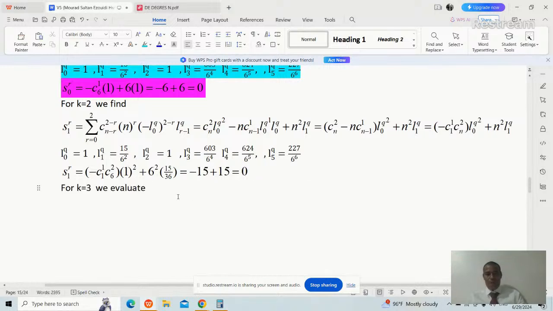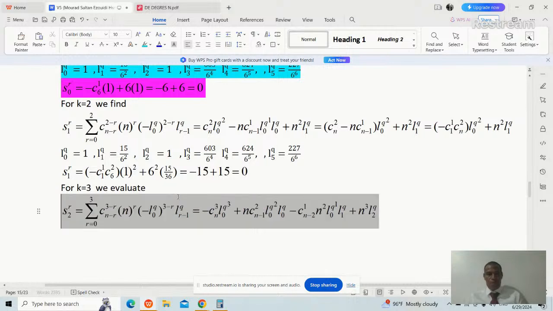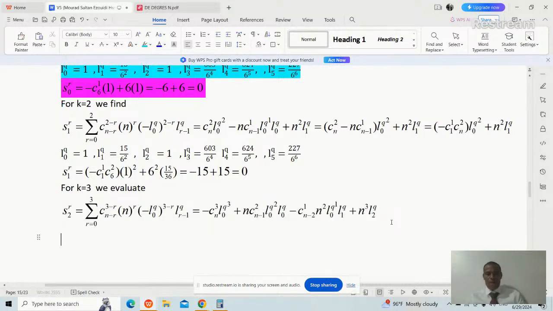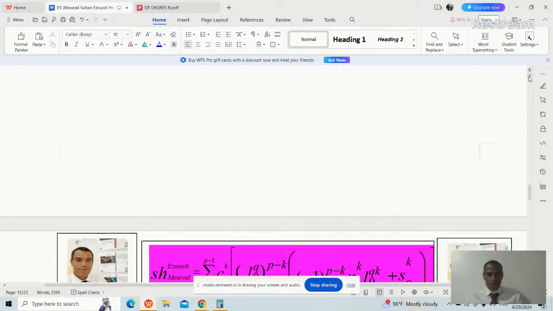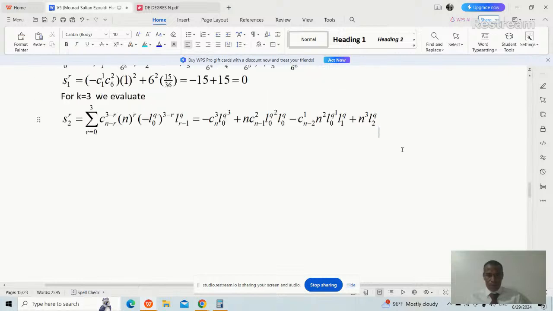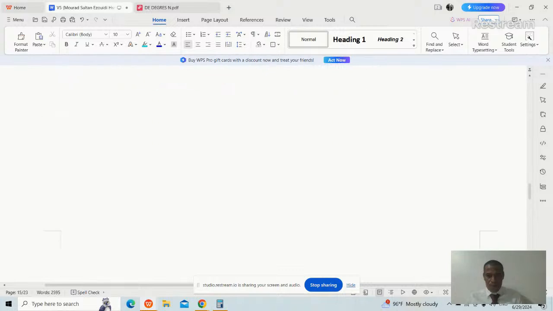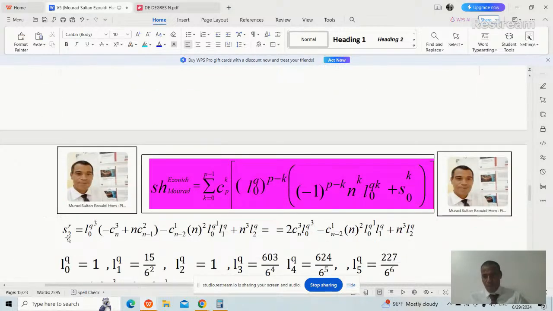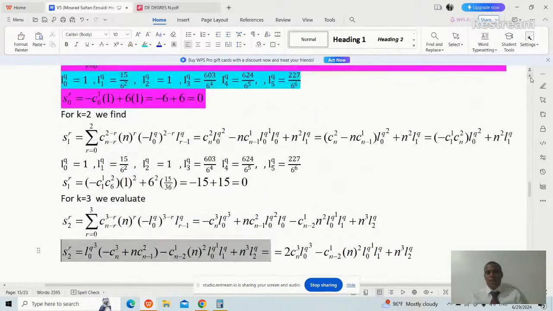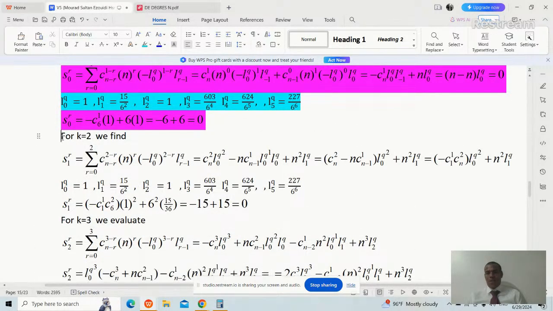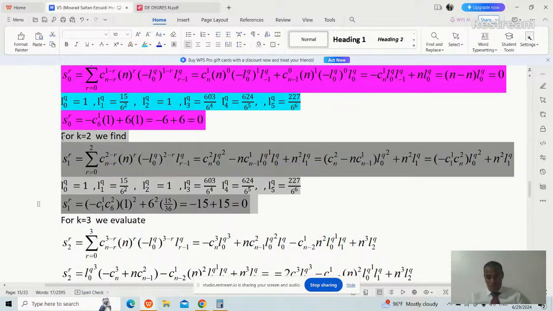I will rearrange this first. At the same time, learners, try to use your calculator. I'll come here to rearrange this, learners, please. So for k equal to 2, S1 is equal, okay, no problem. I will use this color.